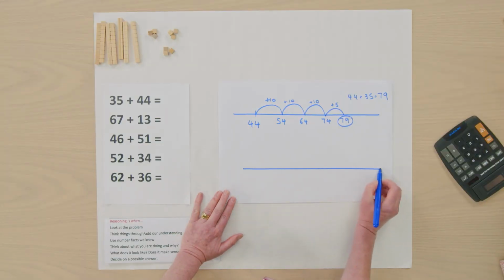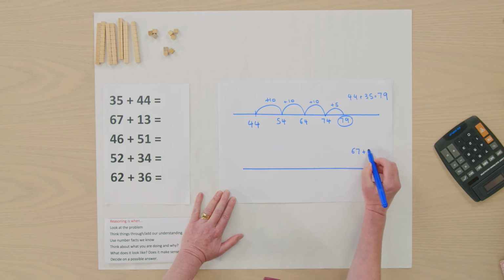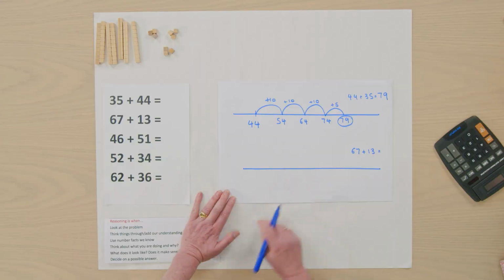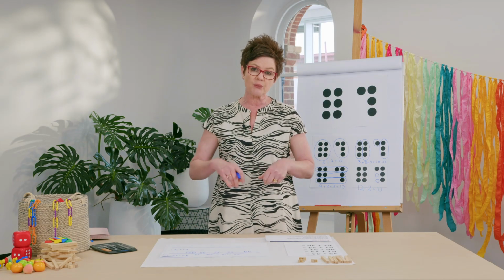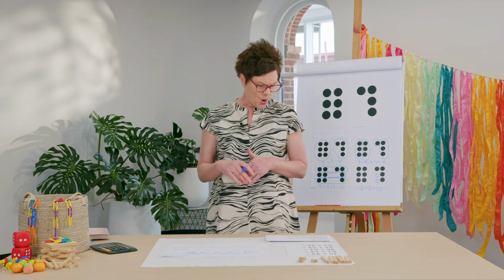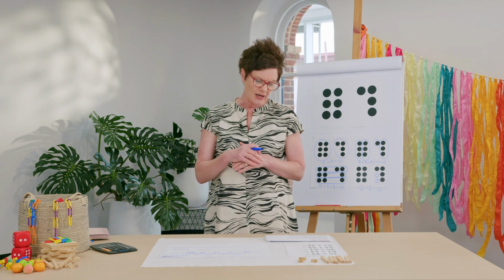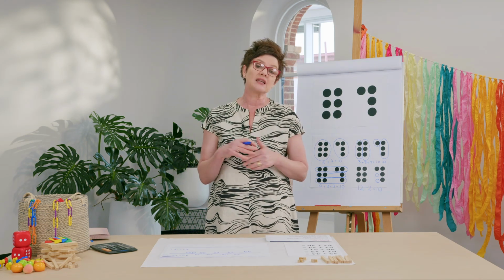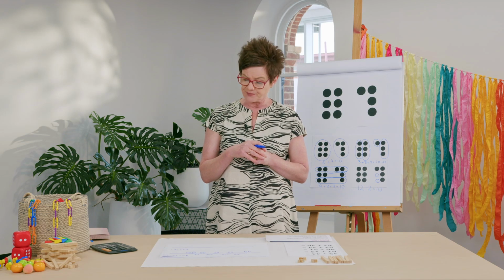So an open number line, and we're after 67 plus 13. Now, reasoning, let's look at the problem. What are we doing? We're adding. What number facts do we know? What are we doing and why? Does it make sense? And let's decide on a possible answer.